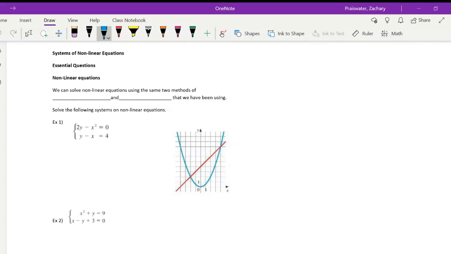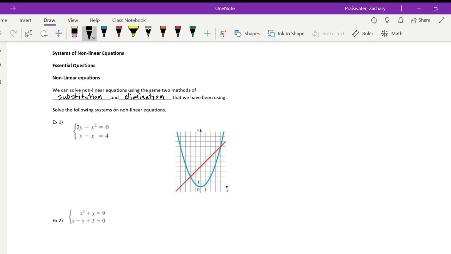In this video, we're going to look at solving systems of nonlinear equations. We can solve nonlinear systems using the same methods of substitution and elimination. We can also sometimes solve them by graphing, and we'll look at this first one by graphing.